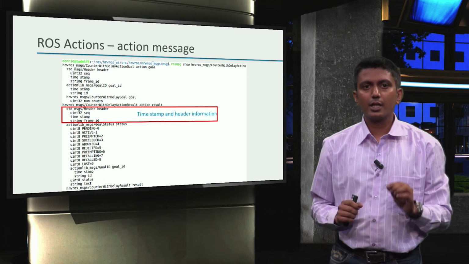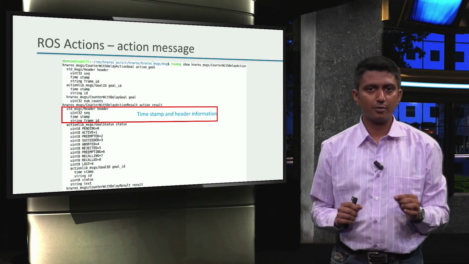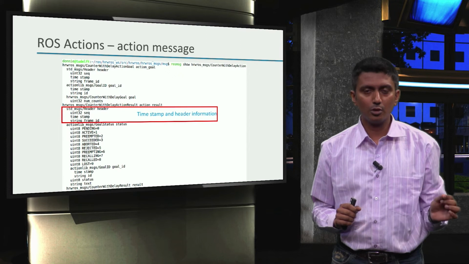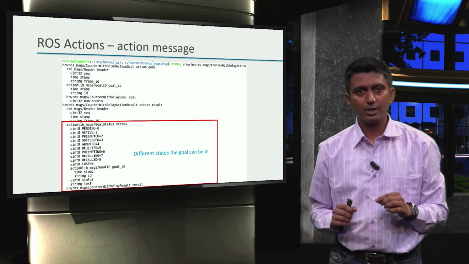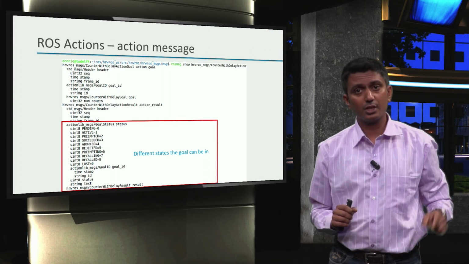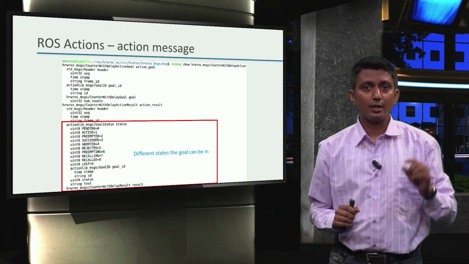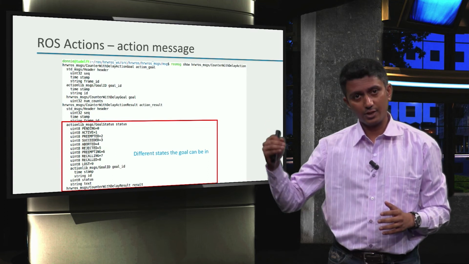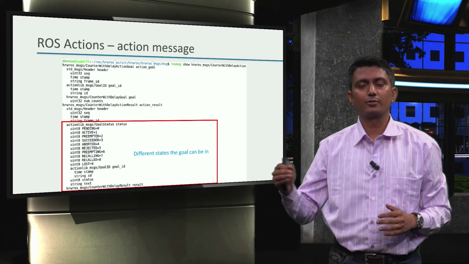Now, the same goes with the action result. We have the timestamp and header information for the result message that will eventually become available after the goal processing completes. And in the actionlib package, there is actually a state machine that is started to process the goal request we send, and this state machine can lead to the requested goal being in different states. And that is the purpose of the status message of the action result.